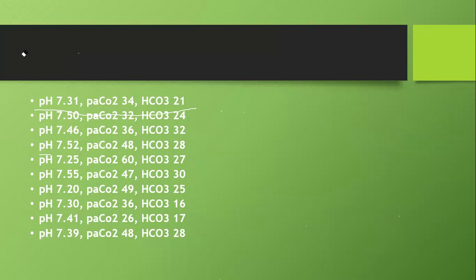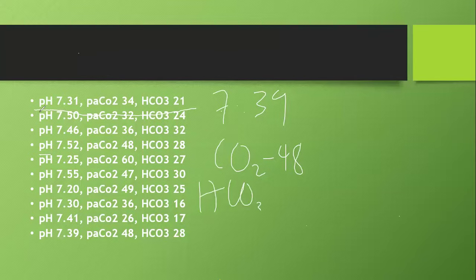pH is 7.39. Then we have carbon dioxide being 48, and then we have HCO3 being 28. Draw your lines.